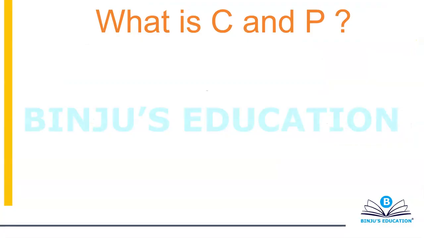So let's start with what is C and what is P. If you already know the basics, then you can jump on to the questions. If you want to know the basics, because I'm going to give you a detailed explanation of everything, then you can start from here also. So what is C and what is P? The word C basically stands for combination, and the word P basically stands for permutation.